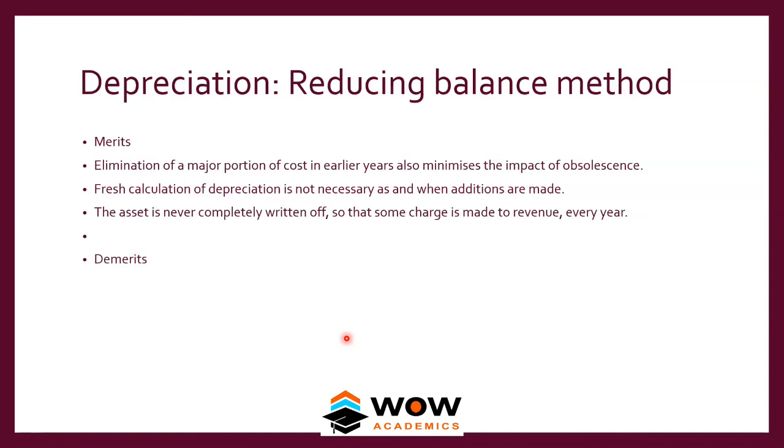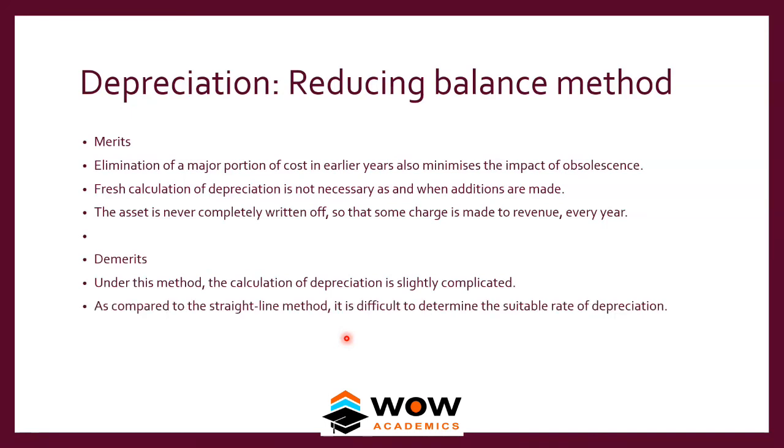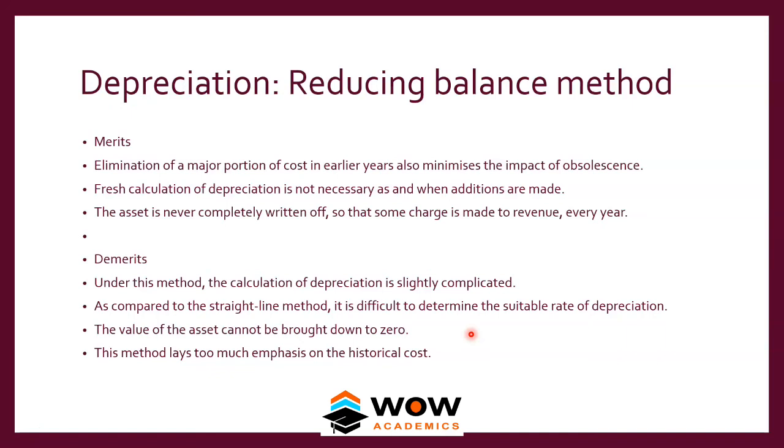We look at the demerits. Under this method, the calculation of depreciation is complicated. As compared to the straight line method, it is difficult to determine the suitable rate of depreciation. The value of the asset cannot be brought to zero. As long as the asset is there, it will always have a value and it has to be depreciated. This method lays too much emphasis on the historical cost. So that's about the concept here.